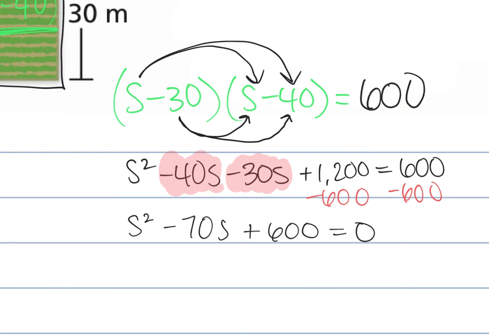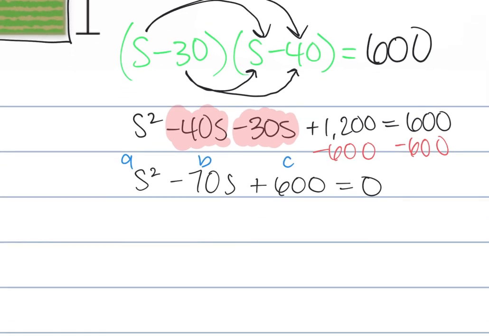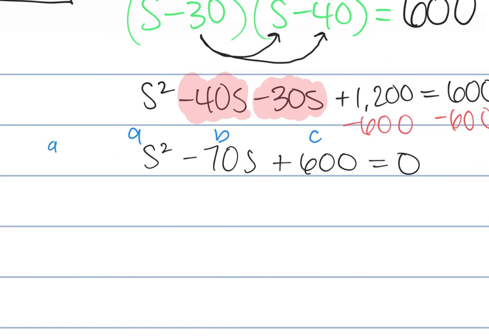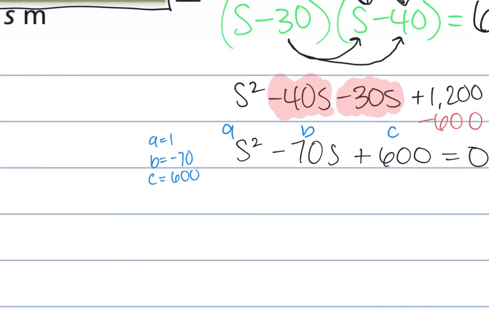So I want you to write A, I want you to write B, and I want you to write C. Right? So A is equal to 1. B is equal to what? Negative 70. What's C equal to? 600. So we need two numbers that when you add them, they give you negative 70, and when you multiply them, they give you 600.